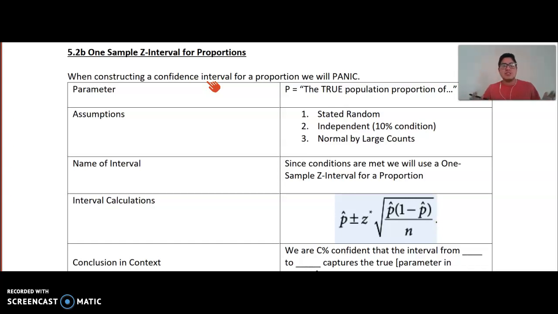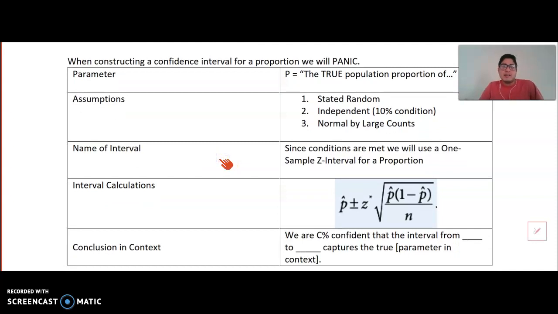Now, off of the teacher soapbox, let's go ahead and construct. With PANIC, the first thing we have to do, since we are estimating a parameter using a sample, is talk about what we're estimating. Here, we're going to be estimating p, which is the true population proportion of, and then the context from the question.